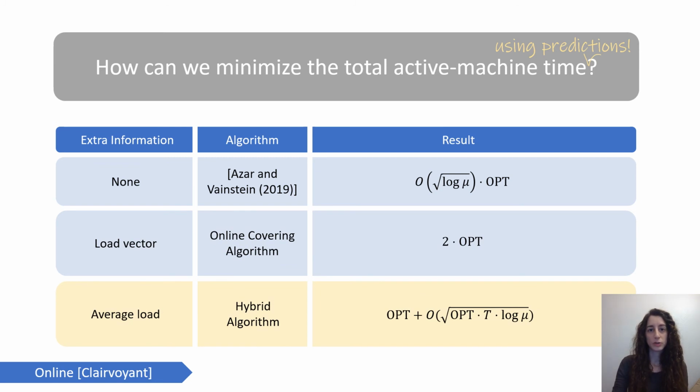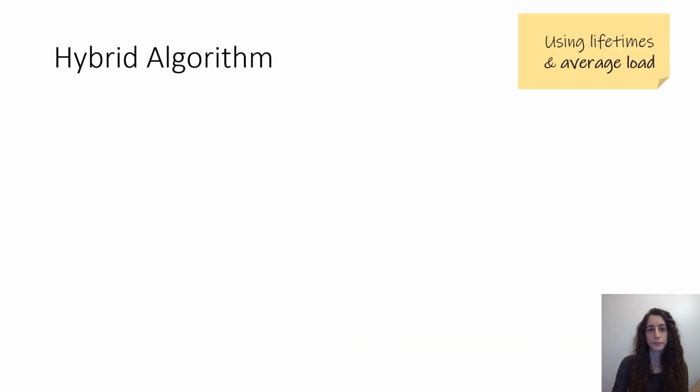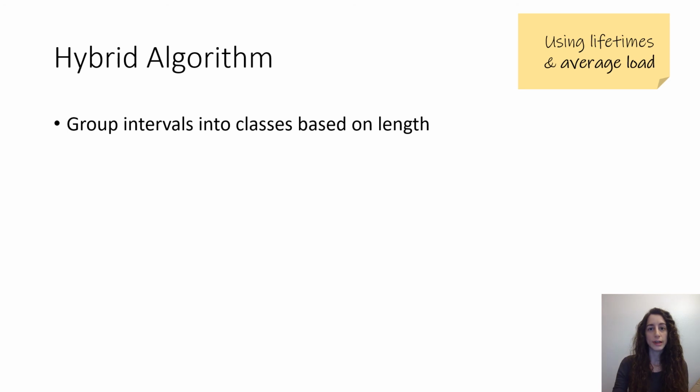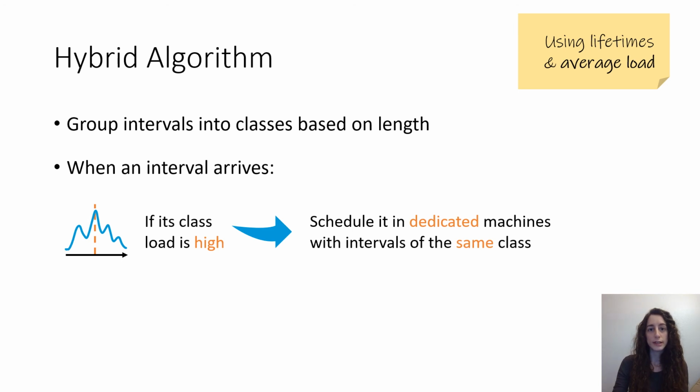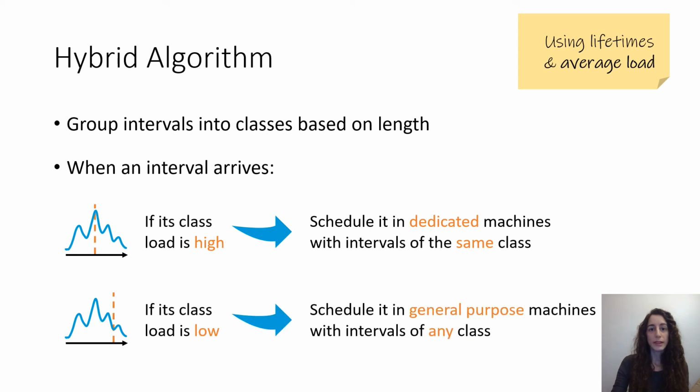Let's now see how even the knowledge of the average load, which is just a single number, can help the algorithm obtain better results. This algorithm, instead of creating horizontal layers that cover the time horizon, groups the intervals based on their length into classes. When an interval arrives, if the current load of the class is high, it schedules it on dedicated machines with intervals from the same class only. If the current class load is low, then it's scheduled on general-purpose machines with intervals from any class. The intuition here is that more compact scheduling can be achieved when the intervals are similar in length and arrive close together in time. Now let's look into these aspects in more detail.